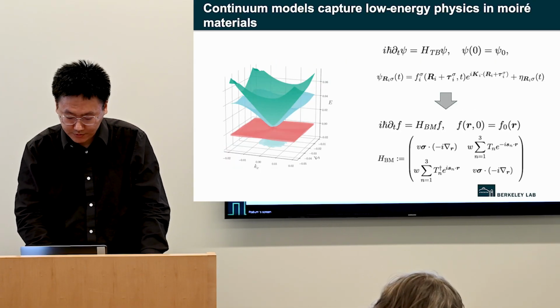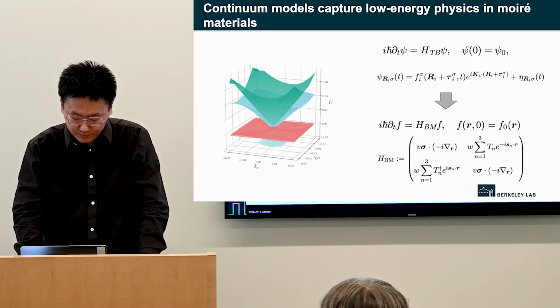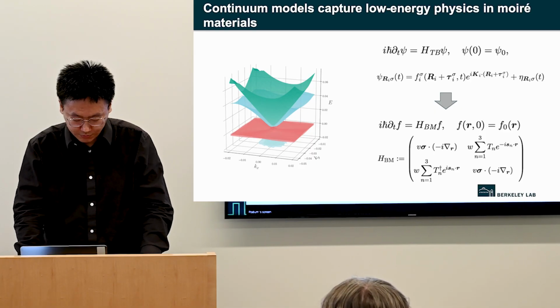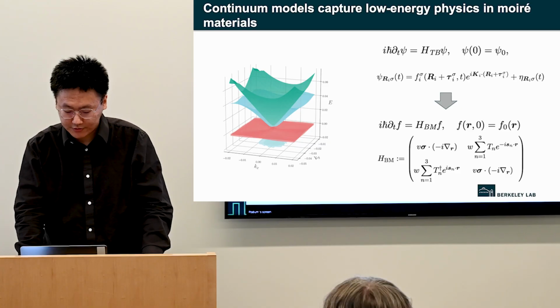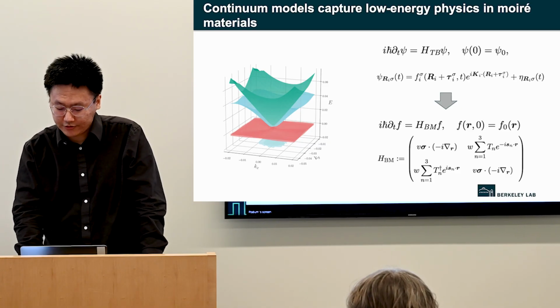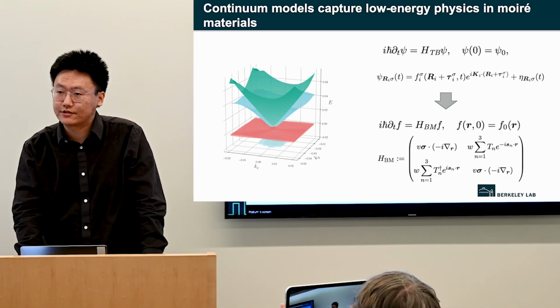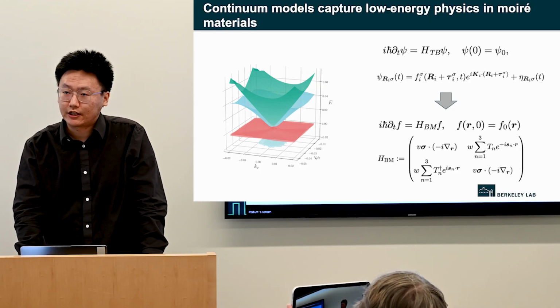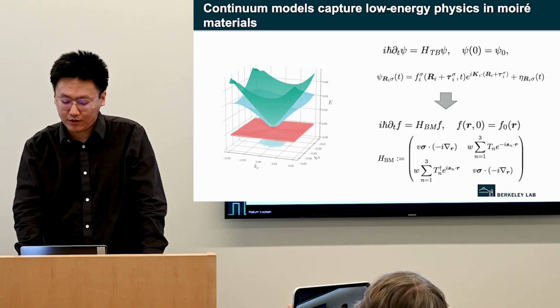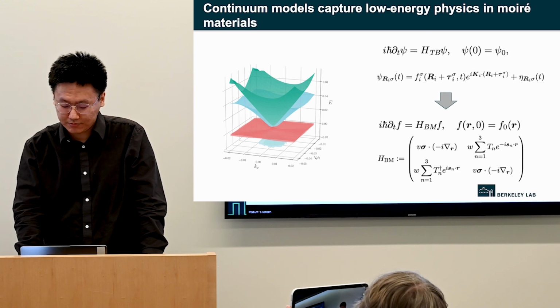One way to think about this problem is from a dynamics problem. We start with the tight-binding model and an initial condition that is relevant to a low-energy state. What we can do is rigorously show that the dynamics of the tight-binding model can be reduced to solving another differential equation, which is like a Dirac-type operator.